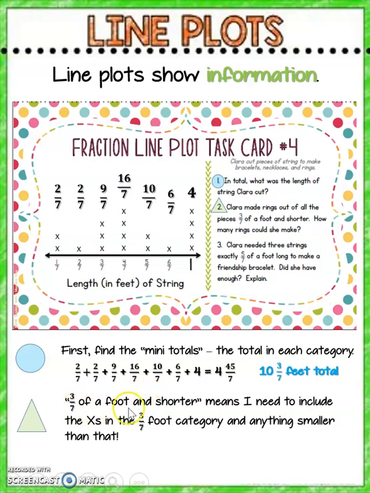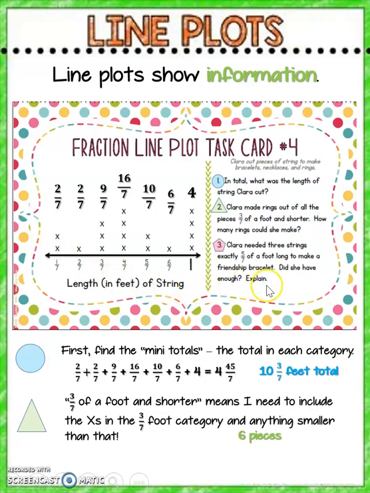In this case, I'm using 3/7 and everything shorter than it, so I need the 3/7 foot category and anything smaller than that. So I'm going to count 1, 2, 3, 4, 5, 6 X's, which means that there are 6 pieces or 6 rings that she could make.